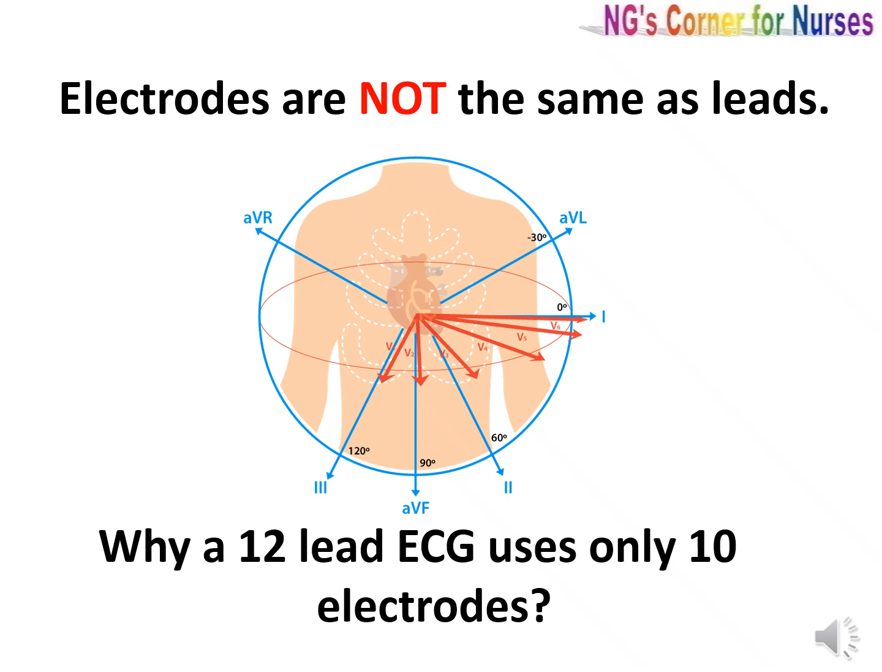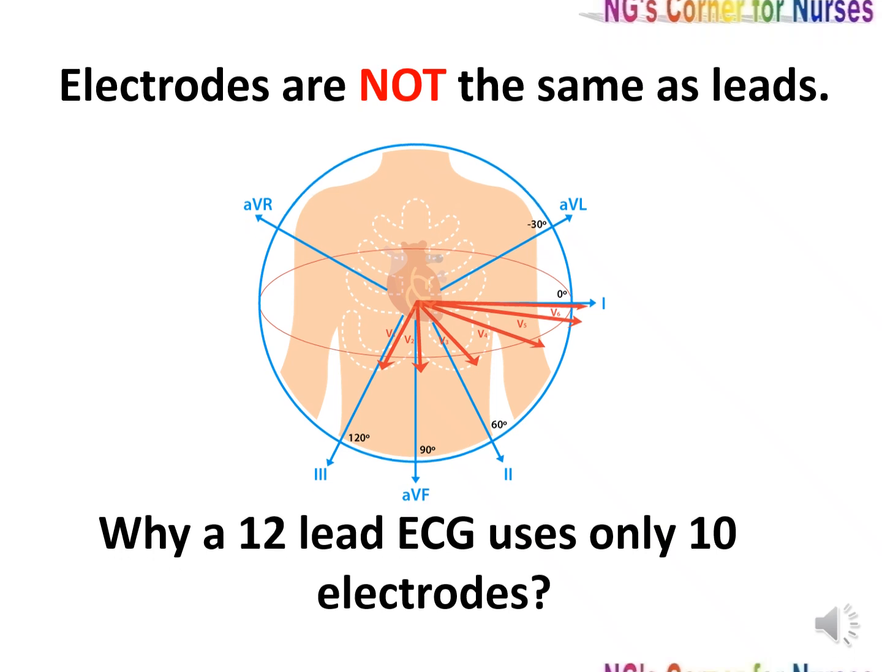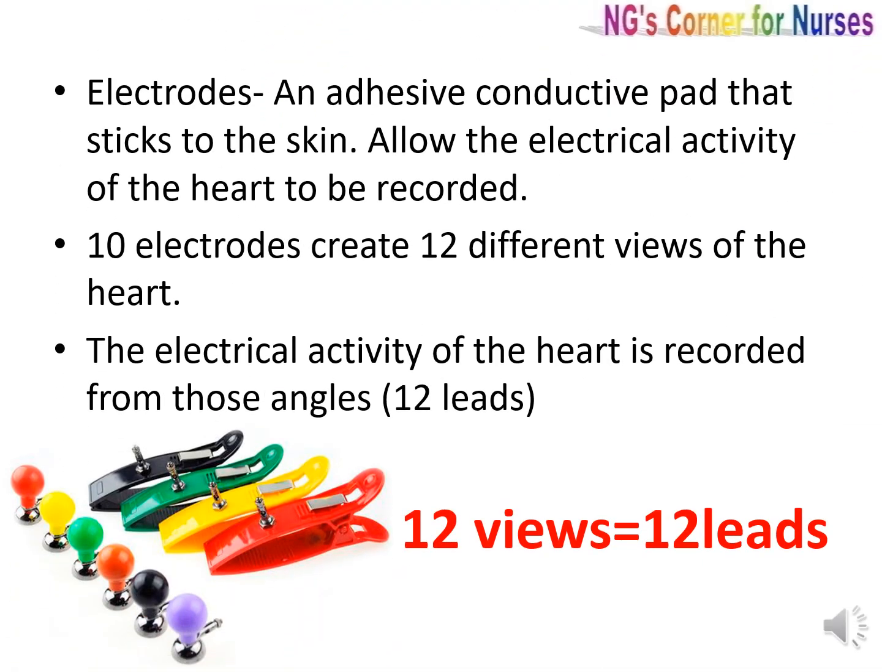So in this video, we will explain why a 12 lead ECG uses only 10 electrodes. Let's see it. Electrodes are adhesive conductive pads that stick to the skin and allow the electrical activity of the heart to be recorded. The 10 electrodes create 12 different views of the heart, and the electrical activity of the heart is recorded from those 12 angles. And these 12 views of the heart are the 12 leads you see on the ECG graph paper.